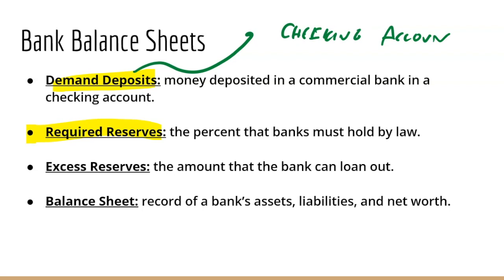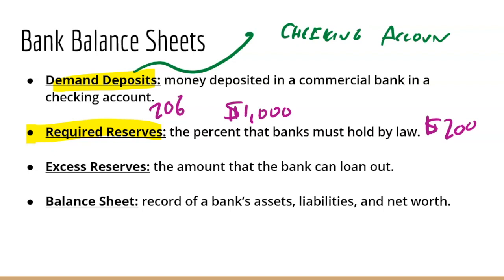The required reserve is the percentage that banks have to hold on to by law. So whatever money is deposited into the demand deposit, into your checking account, the required reserve is what the bank needs to hold on to. Let's say you deposit $1,000, and the required reserve is 20%. That means the bank has to hold on to $200.